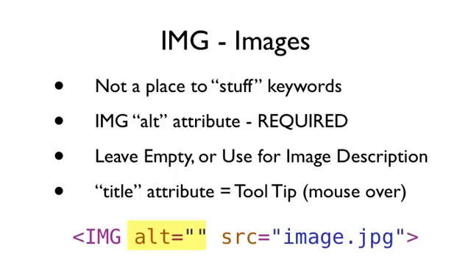Do not use the alt attribute as a place to stuff keywords. Use it only as intended, because people with screen readers that can't see what's on the screen get really annoyed when you start reading them a list of keywords. There's also a title attribute for images, which pops up a little tooltip when a visitor points their mouse at it, but this isn't even read by search engines, so don't stuff keywords in there either.